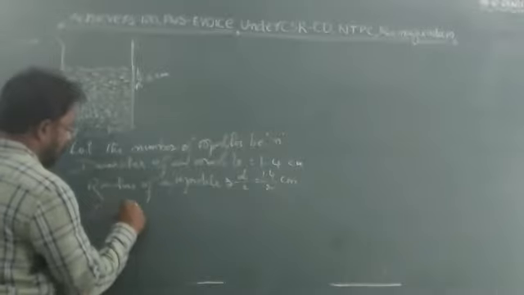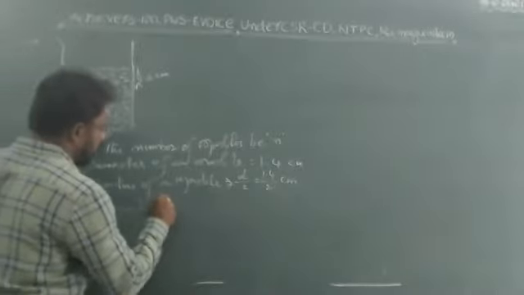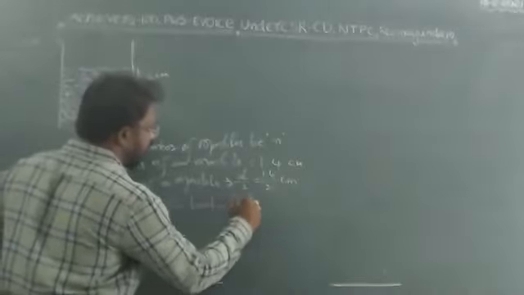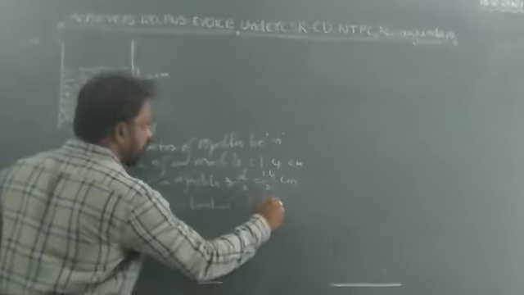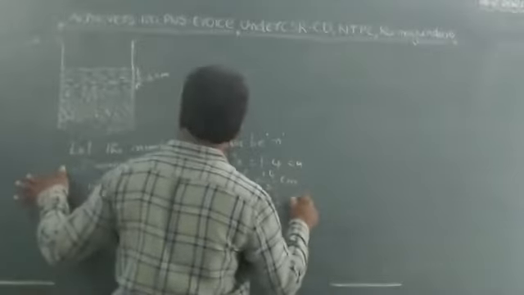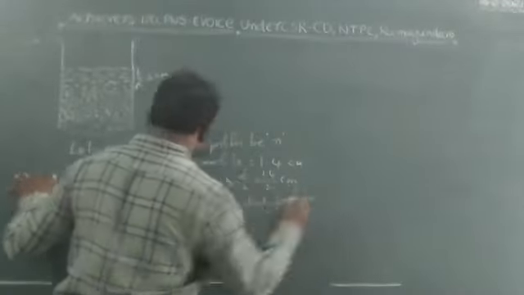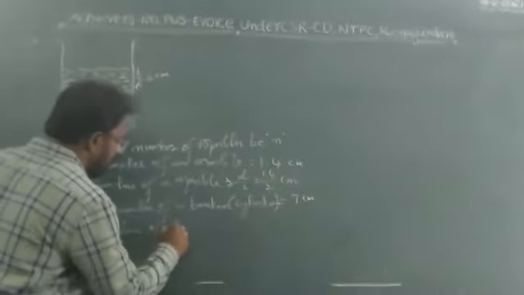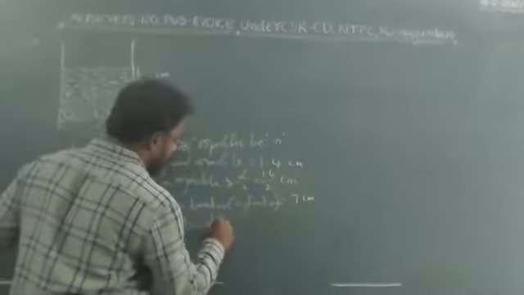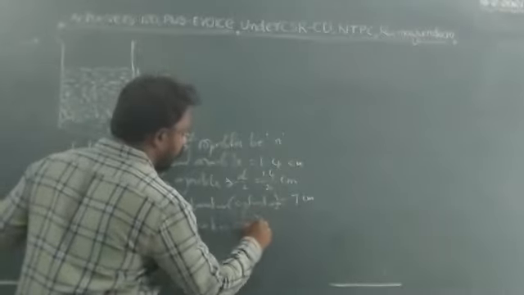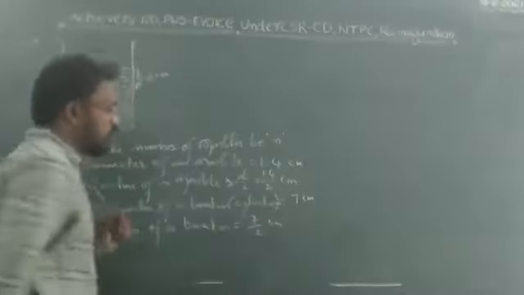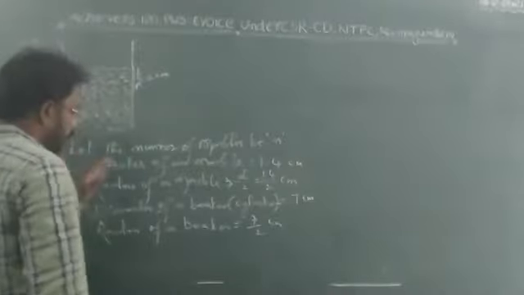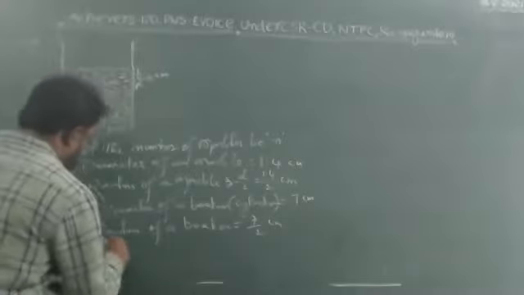Next, diameter of a beaker. Beaker in the sense cylinder, the shape of a cylinder. That is 7 centimeters given. So what about the radius? Radius of a beaker is 7 by 2 centimeters, or 3.5 centimeters.